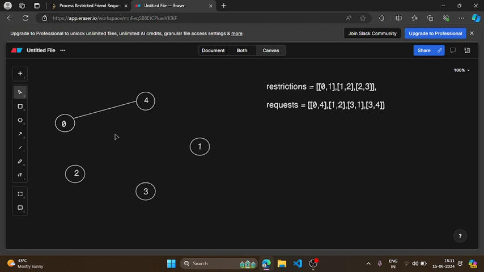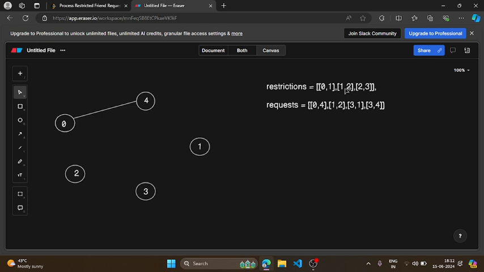So now we will go through all the restrictions and check if any of them is violating my restrictions or not. So let's move to the first one. It is saying 0 should never be a friend of 1 either directly or indirectly, right? So here 0 and 1 are not connected either directly or indirectly. So it is not possible for 0 and 1 to be friends after making this particular connection. So yeah, this restriction is being followed.